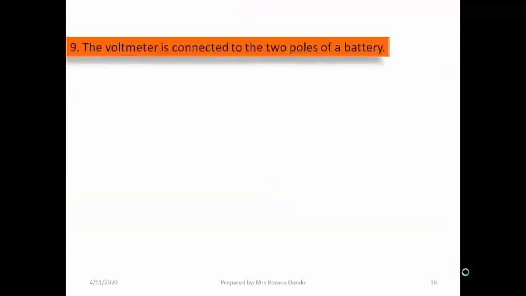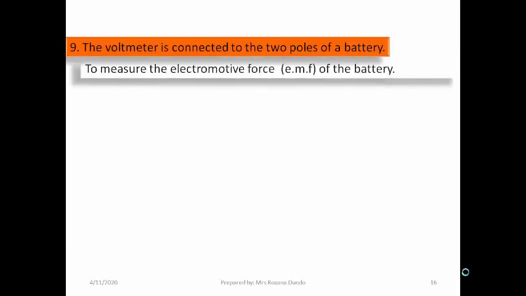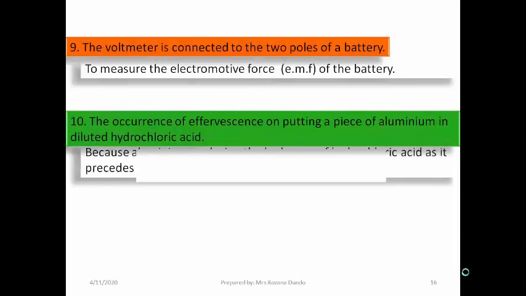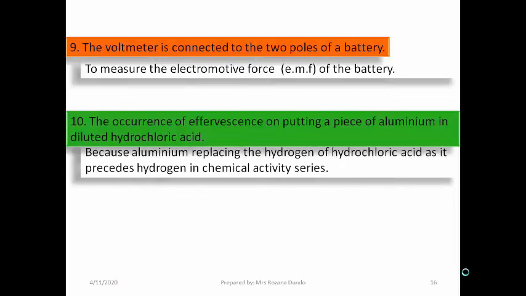Question 9. Give reasons. The voltmeter is connected to the two poles of a battery to measure the electromotive force of the battery. Question 10. The occurrence of effervescence on putting a piece of aluminium in dilute hydrochloric acid, because aluminium replaces the hydrogen of hydrochloric acid as it precedes hydrogen in the chemical activity series.